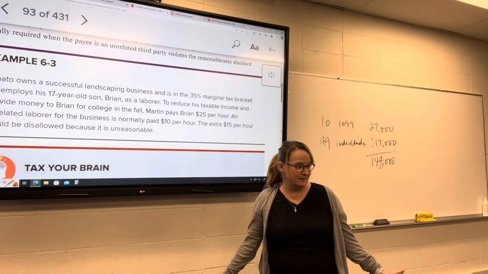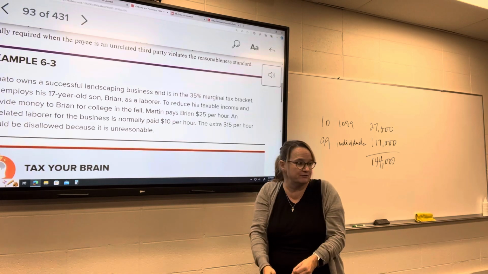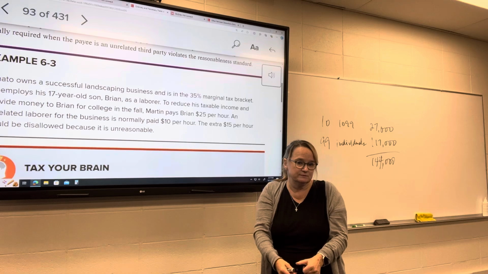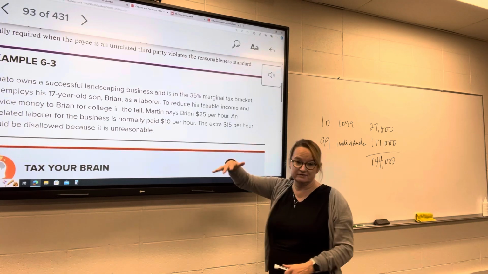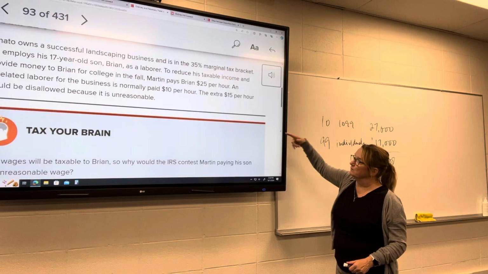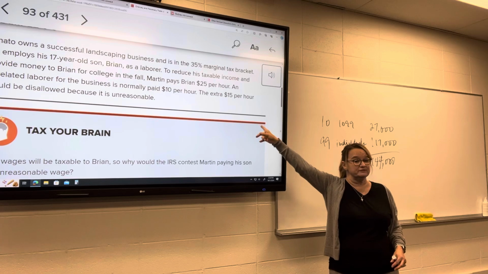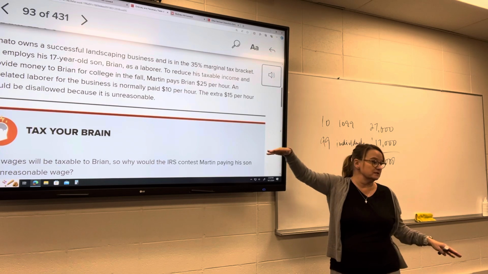Or maybe he doesn't even have to pay tax at all, right? Maybe he can pay him just enough to keep him under that threshold for how much he owes. And all that's doing is shifting that income and reducing his tax in that way. But that would be disallowed. If he got audited, that additional $15 an hour that he's paying Brian would be disallowed as an expense.